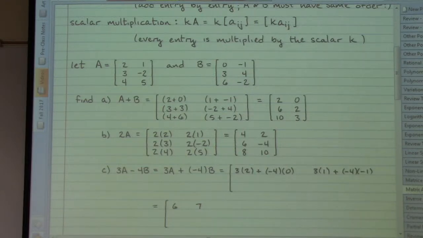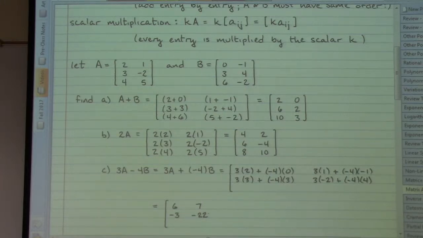Back up to our matrix A and matrix B, and moving to the second row, first column: 3 times 3 plus -4 times 3 would give us a -3. Moving across that row, 3 times -2 plus -4 times 4 would give us a -22.